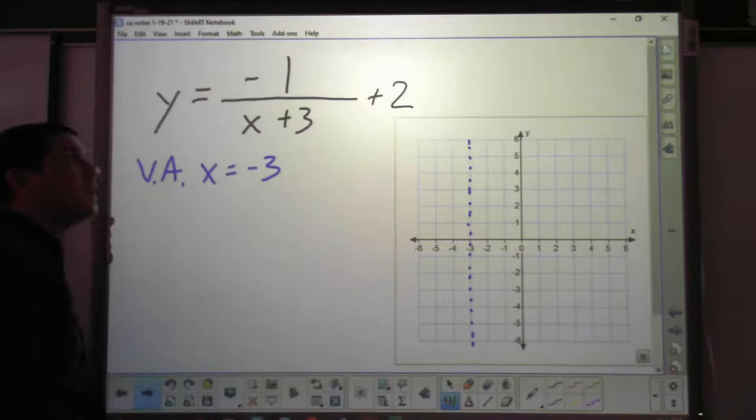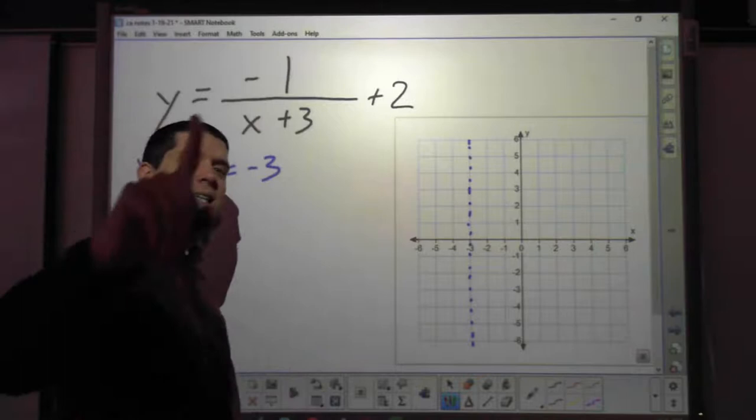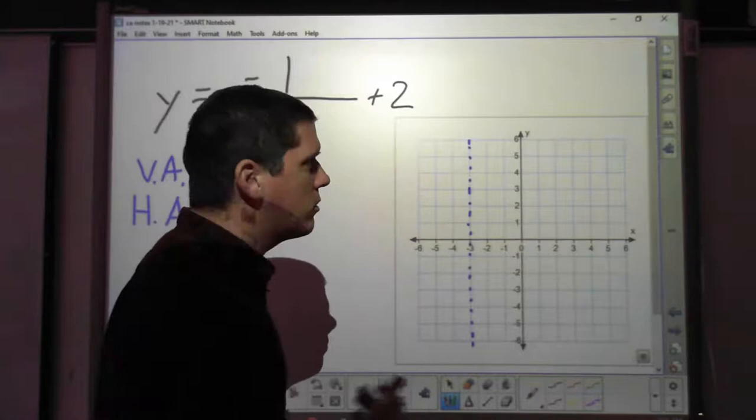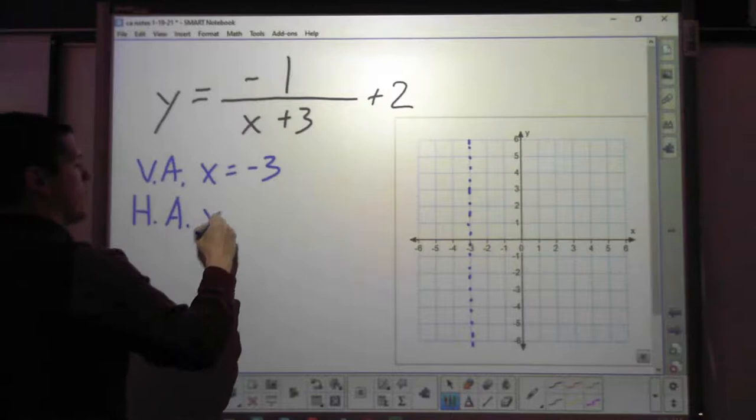Now, for those who would say, well, is the horizontal asymptote, Mr. Keith, you still haven't told us how to find that, is the horizontal asymptote still y equals 0? And it would be, except for this plus 2. We talked about this back when we were doing our logarithm and exponential graphs. If I'm adding something after the fact, that is a vertical shift. That's going to shift this graph up 2. Specifically, it's going to shift our horizontal asymptote up 2.